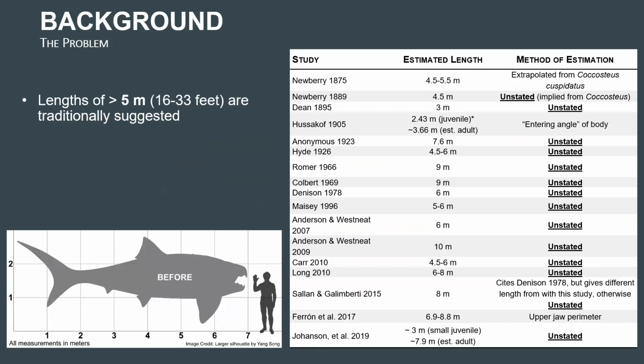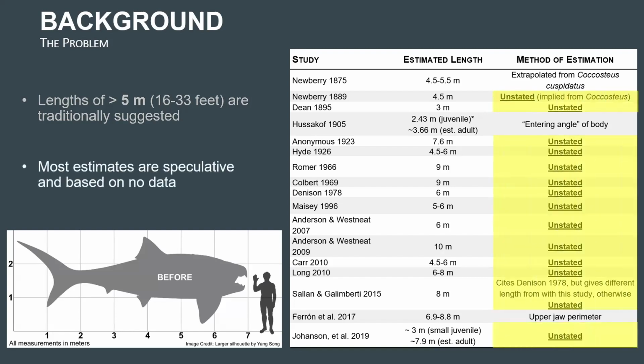If you go back and look at old literature, lengths of greater than 5 meters are traditionally suggested for Dunkleosteus terrelli. But the thing is that these estimates are almost entirely speculative and based on what is effectively no data. They don't say how they calculate these estimates. They don't say what specimens they measured. They don't say what comparative specimens they measured. They just say, we think Dunkleosteus was 6 meters long, and what's the evidence? Trust me, bro.